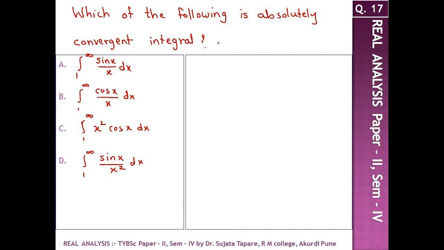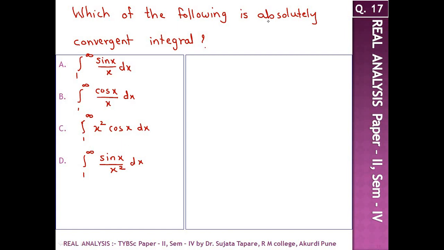Which of the following is an absolutely convergent integral? So this, sin x upon x, obviously it is conditionally convergent. Integration cos x upon x is also conditionally convergent. Integration x square into cos x: if I shift x square to the denominator, I'll have x raised to minus 2 in the denominator. So I have integration 1 to infinity cos x upon x raised to minus 2.